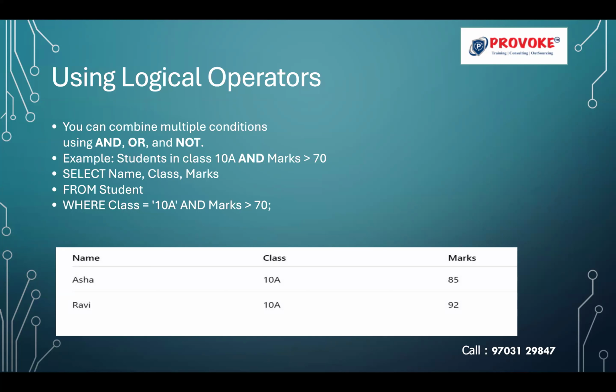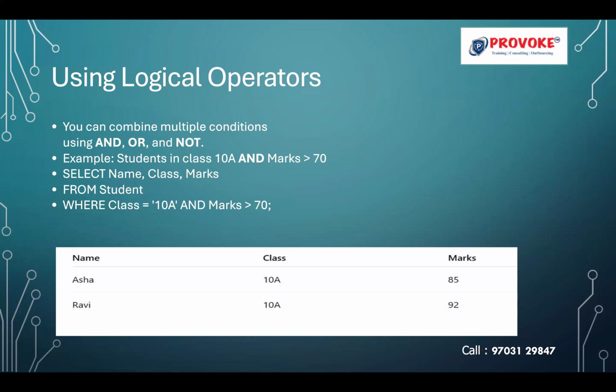Now, for students in the class 10A and marks greater than 70, both should be true. I want class to be 10A and marks greater than 70. Both the conditions should be true. Then only I will get the rows. So the AND operator checks that both the conditions are true. But the OR operator will check only that any one of the conditions is true.